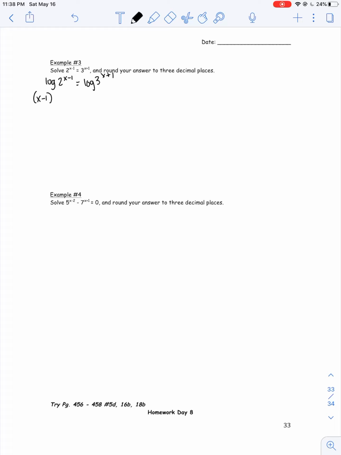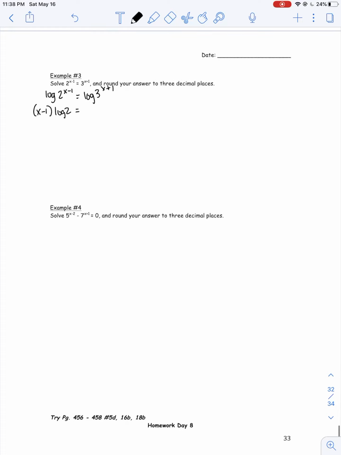Then we want to bring that power in front in brackets. So the x plus 1 and the x minus 1 go in front of the log 2 and then the log 3 here. So that's the power moving as a coefficient in front. Next, you want to distribute. So this is different than the previous examples because we have an x on both sides. So we actually have to distribute that x minus 1 into that log 2 and the x plus 1 into the log 3. So it's going to look like this. X is multiplying by log 2 and minus 1 is multiplying by log 2. X is multiplying by log 3 and positive 1 is multiplying by log 3.